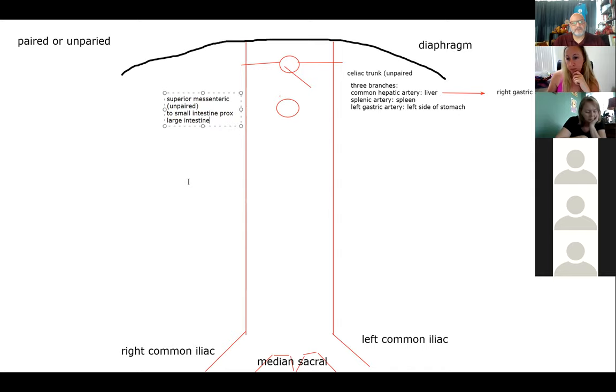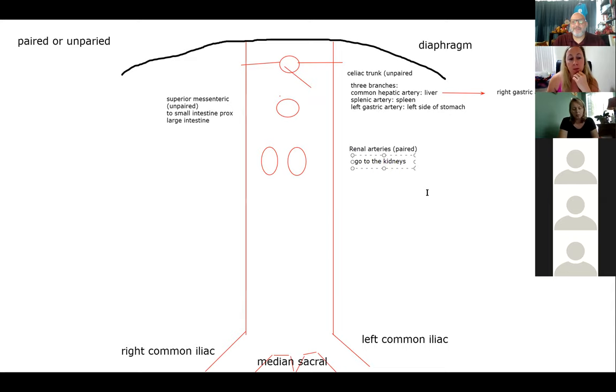Renal arteries? Renal arteries, excellent. Paired or unpaired? Paired, excellent. We have two renal arteries. Why do we have two renal arteries? We have two kidneys, exactly. And that's exactly where these go. These go to the kidneys. These are typically very large blood vessels because, as we've talked about before, when you're sitting here at rest, about 25% of your blood is being directed to your kidneys to be filtered and processed.